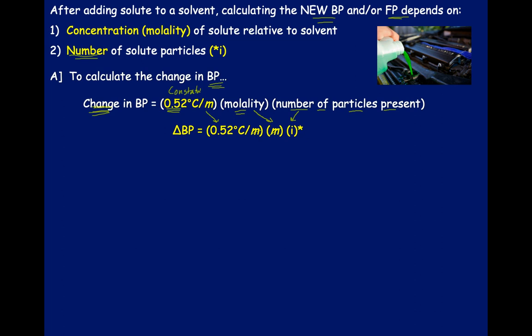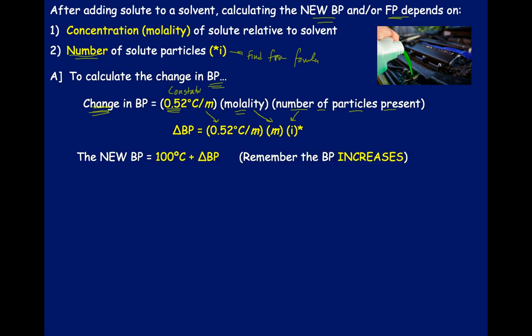You're going to have to find the number of particles from the formula, and you simply multiply them together to get the change in the boiling point. If you want to find the new boiling point, you take 100, because you're dealing with water, plus whatever that change is. Remember, the boiling point is going to increase, so that number will be higher than 100. To repeat, you take 0.52 for liquid water, times the molality, times the number of particles. If you don't know your formulas, this is going to be a little bit of trouble for you, so you want to identify your formulas.